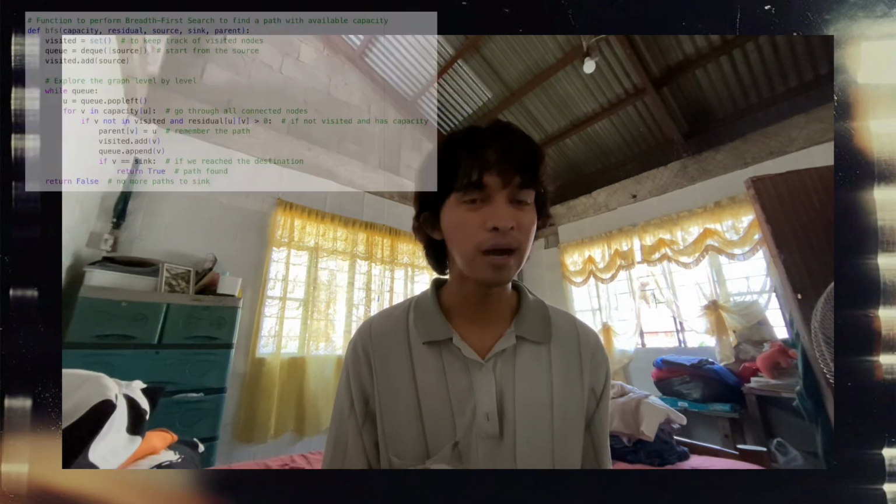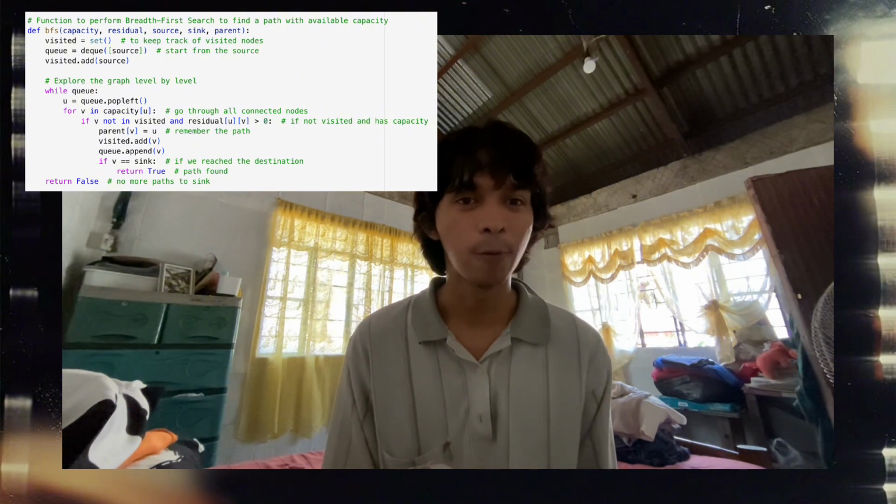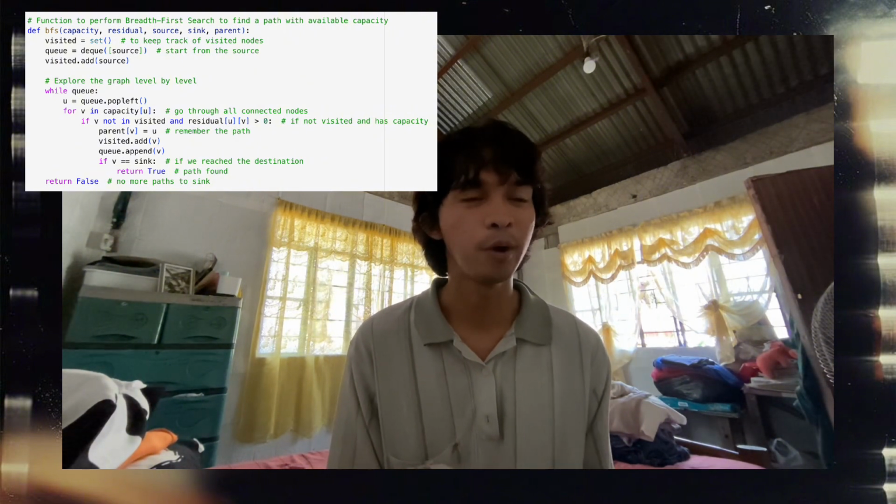So there's a function called BFS that stands for Breadth First Search. This part is like saying we can find any available path from Naga to Iriga where there's still space for more passengers. It checks each connected route one level at a time, and it keeps track of where it came from. So if it's reached Iriga, it remembers how it got there.